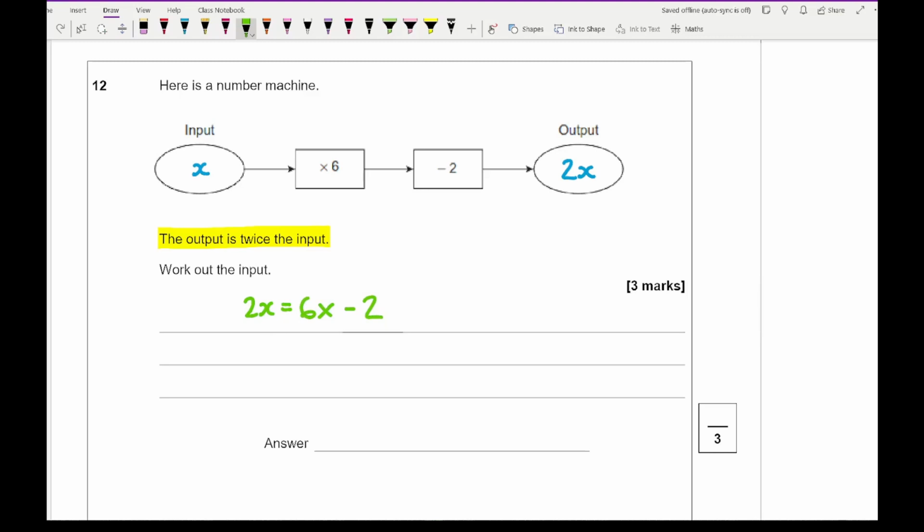So what we end up with is, if we take the 2x over to this side, we end up with 0 equals 4x minus 2. We then take the 2 over to the side, so we end up with 2 equals 4x. And then if we divide both sides by 4, we get a half equals x. So x equals a half.